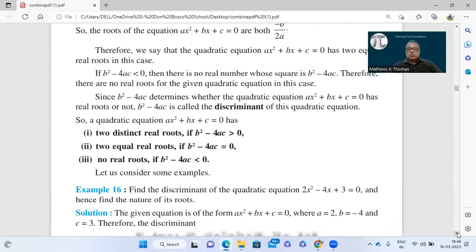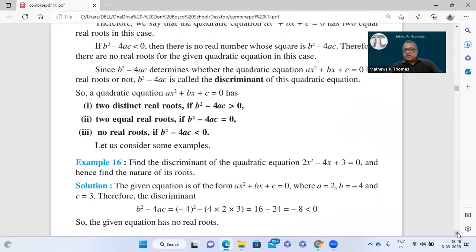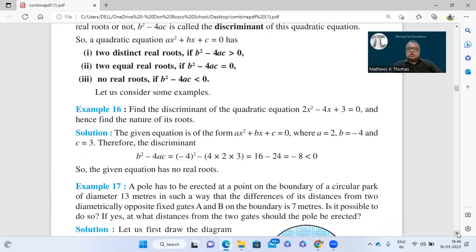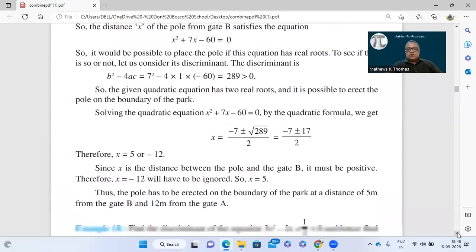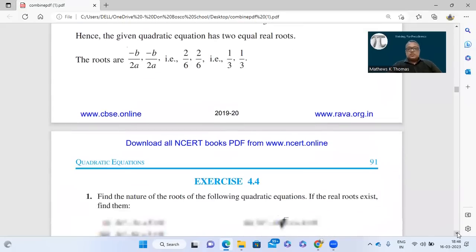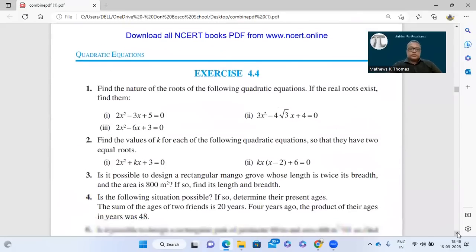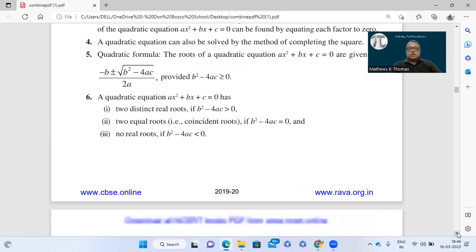Nature of roots you should know. How to find out. So it's already given in bold in the NCERT. Please go through this. When do you have 2 distinct roots? When do you have equal roots? And when do you have unreal or no real roots? Right? The solved example should be done if you have not done, because these are also important. So that's about chapter 4.